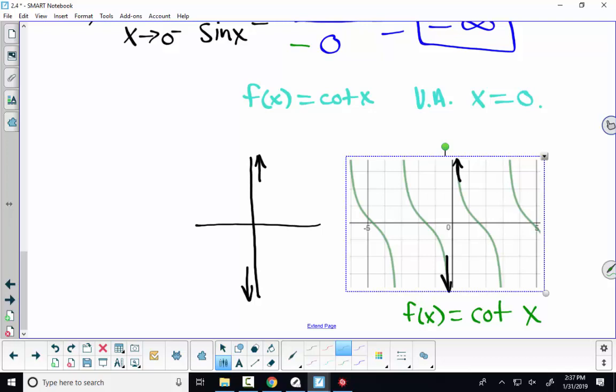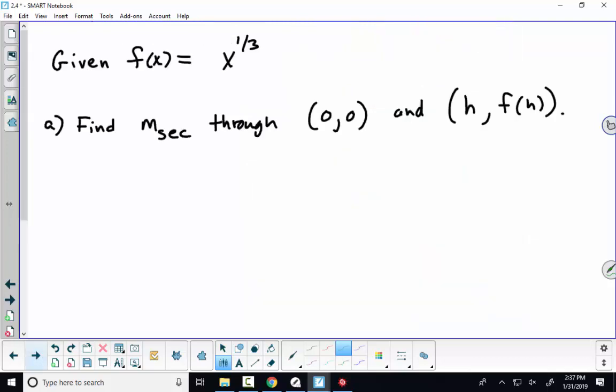So the next concept we're going to look at builds off of this. It's closely related to the ideas we're discussing, although it is more prominent in Chapter 3 when we start looking at derivatives than it is here. But since we're able to discuss it now, we can, and we will. So we're given the cube root of x, and there are a few things we're going to do. First, we want to find the slope of the secant line through the points 0, 0, and the point h, f of h.